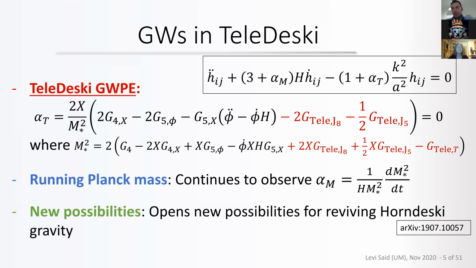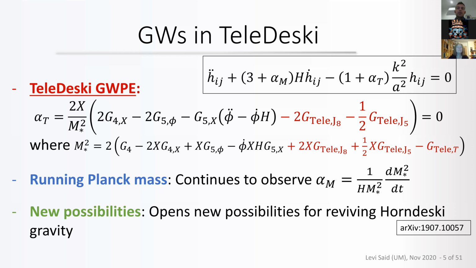And what we did in this paper that I refer to at the bottom is that we take tensor perturbations in a cosmological background, and we try to determine these alpha T and alpha M for our TeleDeski, our teleparallel analog of Horndeski theory, keeping in mind that we have extra terms now. So in black, we get the standard terms. And most importantly, for alpha T, we get these first three or four terms related with G4 and G5.